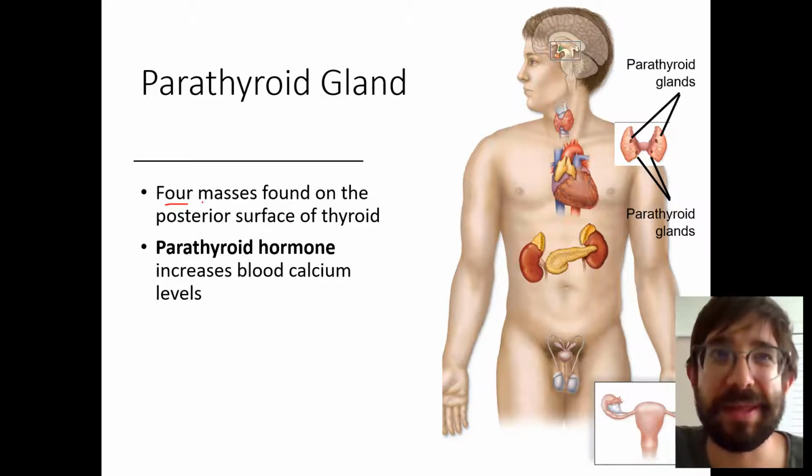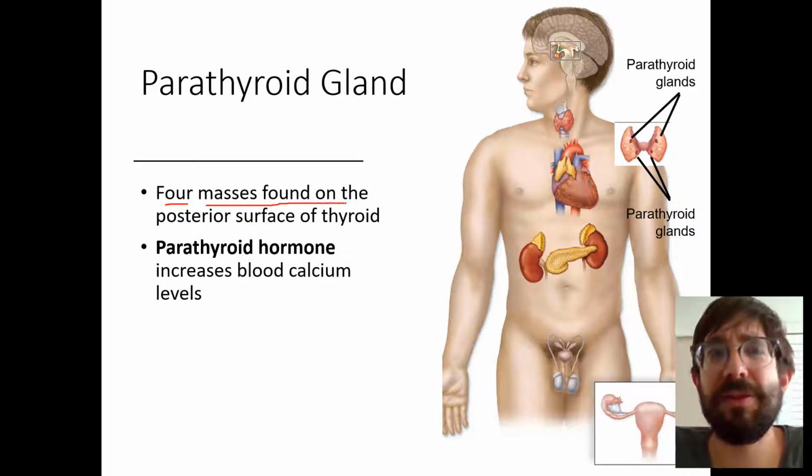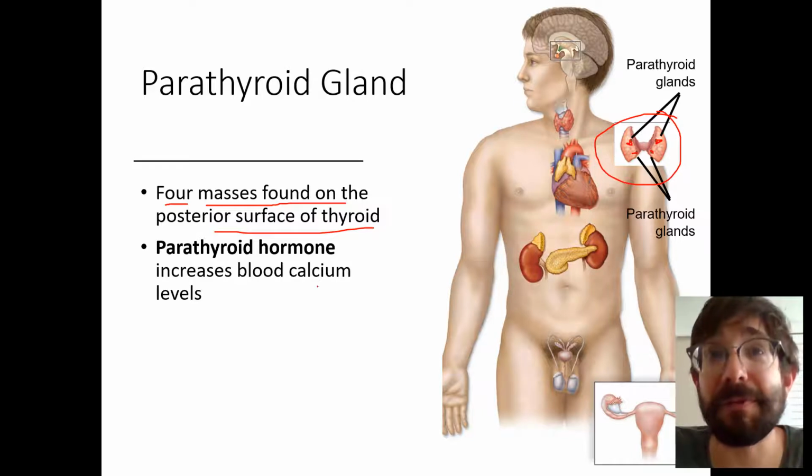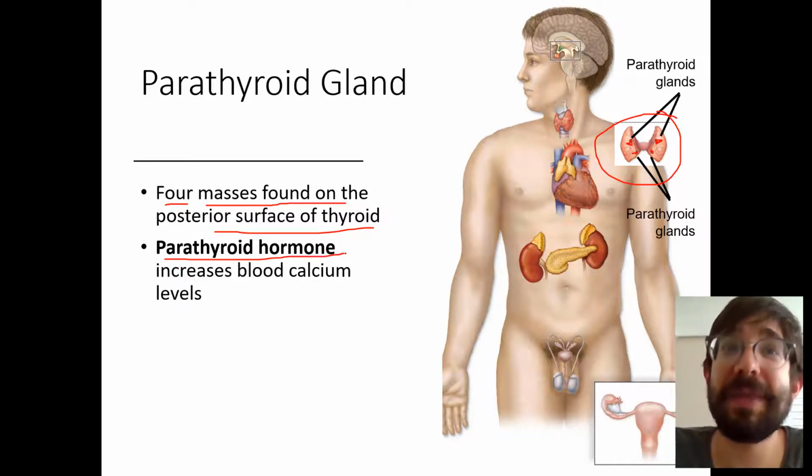4-ish, maybe you got 5 or 6 or something, but most of us have about 4 chunks of tissue on the back of the thyroid gland. This is the posterior view, looking at the back of the thyroid, and this picture has 4 little chunks on the back. So the parathyroid glands make parathyroid hormone, which increases blood calcium levels.